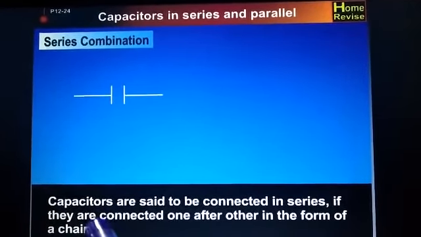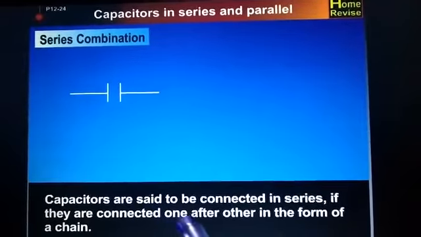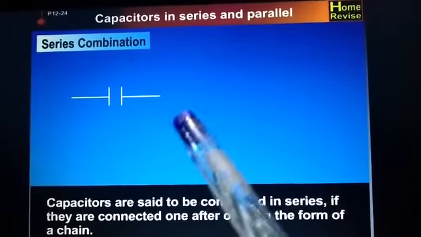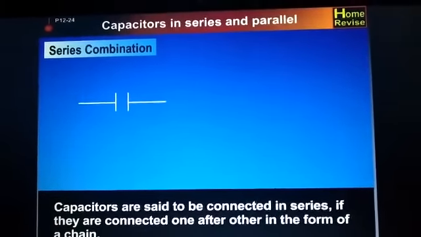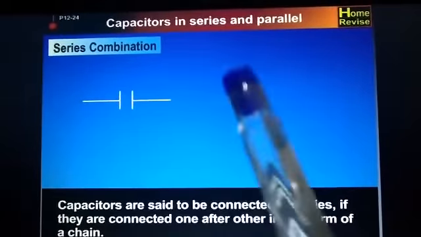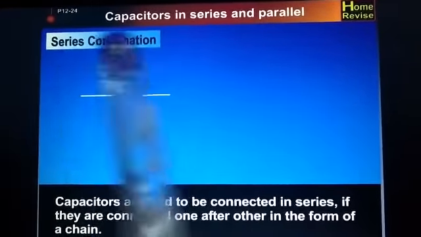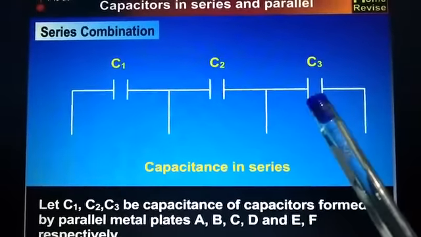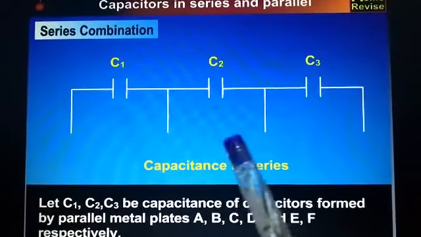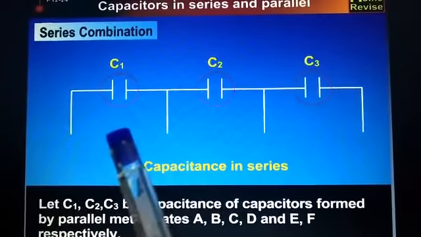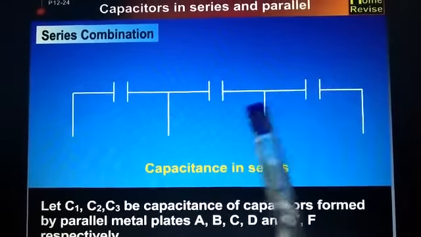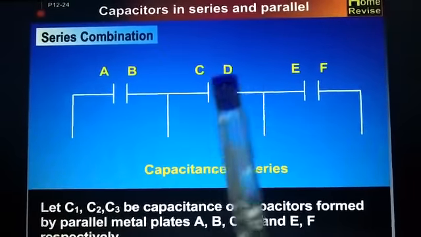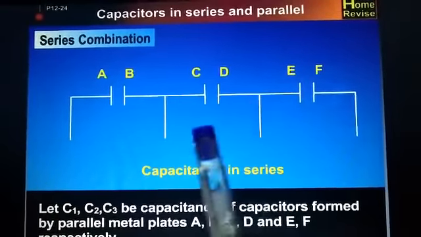In a series combination, the capacitors are said to be connected in series if they are connected one after the other in the form of a chain. This is the symbol of capacitors connected in series combination. Here let C1, C2 and C3 be the capacitances of capacitors formed by parallel metal plates A, B, C, D, E, F respectively. This is plate A, plate B, plate C, plate D, plate E and plate F.